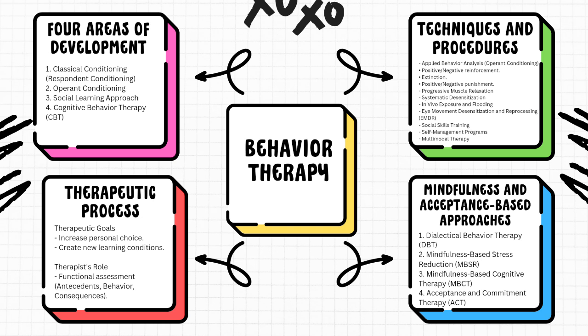Behavior therapists also use a model called the ABC. A stands for antecedents, which are events that happen before a behavior. B is the behavior itself, and C is the consequence, or what happens after. By understanding the cycle, therapists can guide clients toward healthier behaviors.